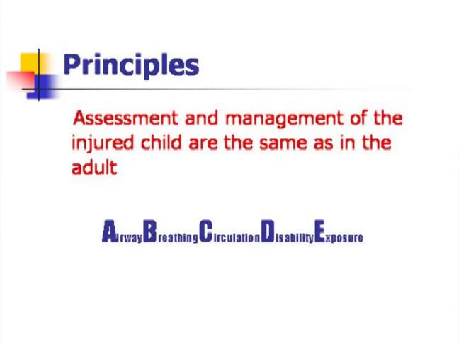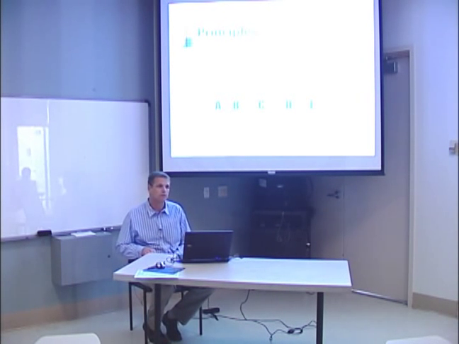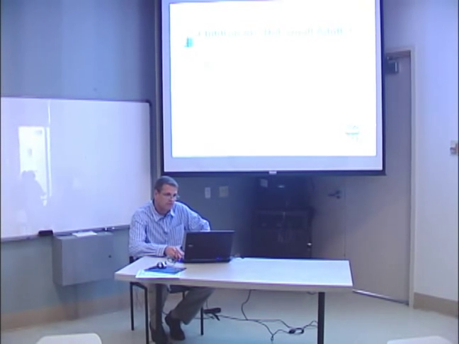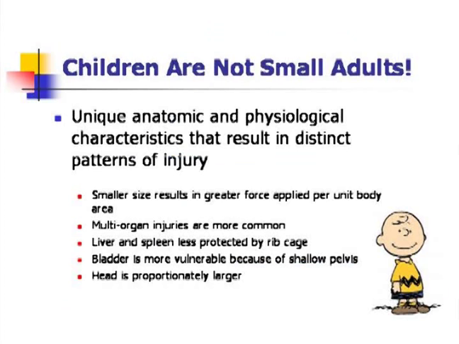The first is that assessment and management of injured children are basically the same as an adult. So when you're taking care of a pediatric patient, you want to think basically the same thing, no matter how old the patient is. If they're a 3-month-old or a 6-month-old or a 10-year-old or a 15-year-old. And as we know, all those principles are airway, breathing, circulation, disability, and exposure. At the same time, even while those principles are the same, we all have to remember that children are not just small adults, and that children have unique anatomical and physiological characteristics that result in distinct patterns of injury.